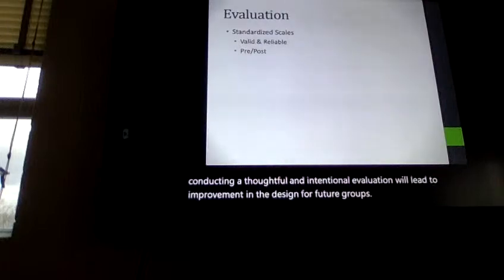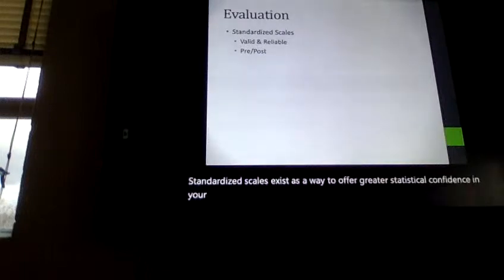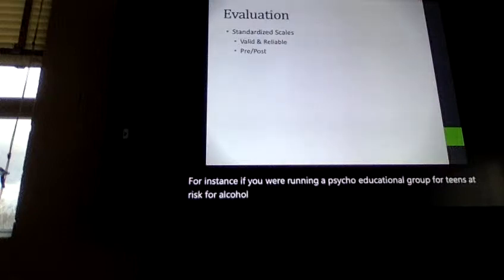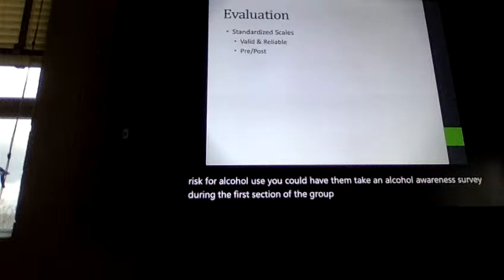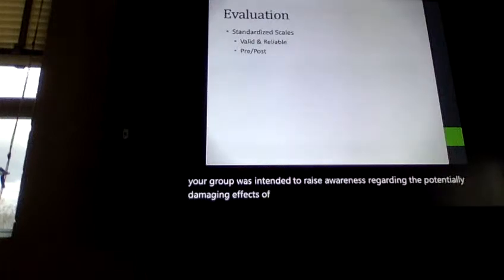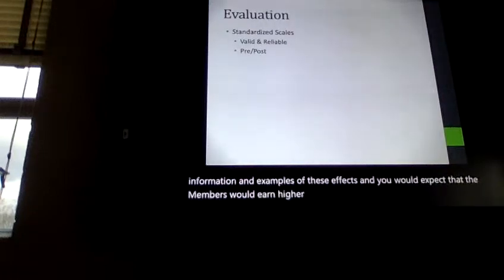Standardized scales exist as a way to offer greater statistical confidence in your findings, and they can be used to help demonstrate the effectiveness of your group. For instance, if you were running a psychoeducational group for teens at risk for alcohol use, you could have them take an alcohol awareness survey during the first session of the group, and then again at the end. Because your group was intended to raise awareness regarding the potentially damaging effects of alcohol, your sessions provided members with information and examples of these effects, and you would expect that the members would earn higher scores after participating in your group.